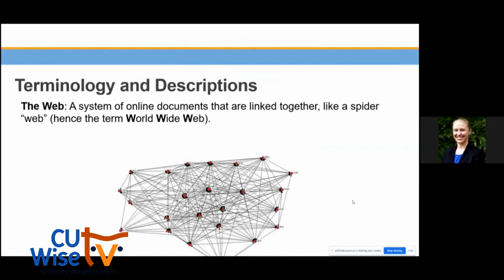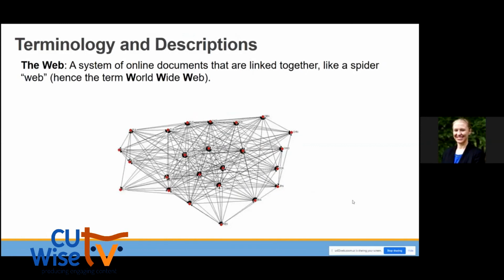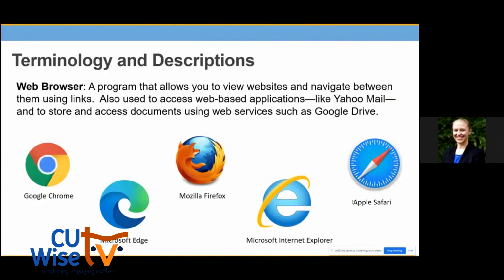Okay. So the web, or the World Wide Web, which is where we used to get the www. So if you went to www.facebook.com or www.google.com, you were using the World Wide Web. And that is a system of online documents that are linked together. And it kind of comes from, if you think of a spider web, where they're all connected. So they're all connected in that way. The web is a part of the internet, but the internet is more than the web. Okay, good way to think about it.